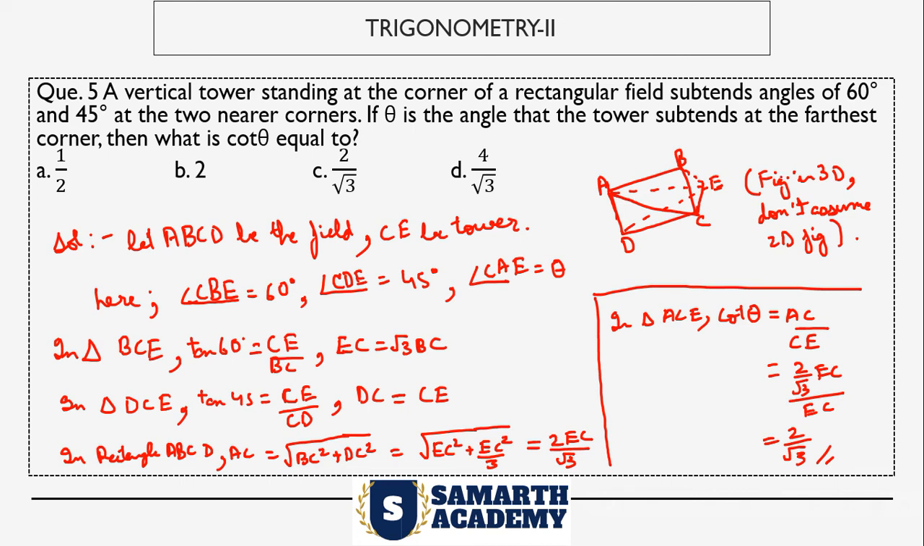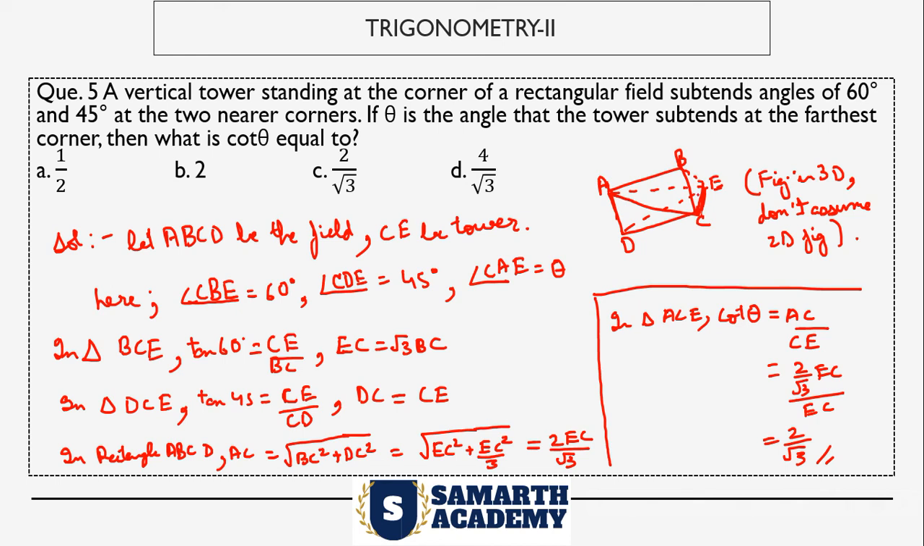Moving ahead, a vertical tower standing at the corner of a rectangular field. Again, in these questions, visualization becomes very important, right? You have to be very proper with whatever you visualize, and the figure also needs to explain to you what you are actually talking about. So here, this CE is actually our vertical tower, okay, and ABCD is the rectangular field. So according to the question, the angle made by E with B is 60 and with D it is 45. We need to find the value of cot A, right? Angle EAC is what we need to find out, and then the value of cot will be known, right?